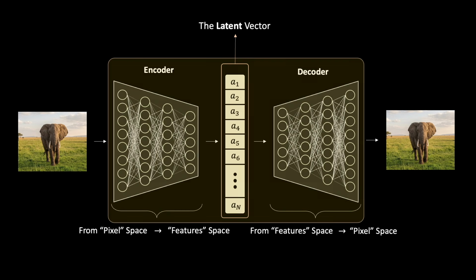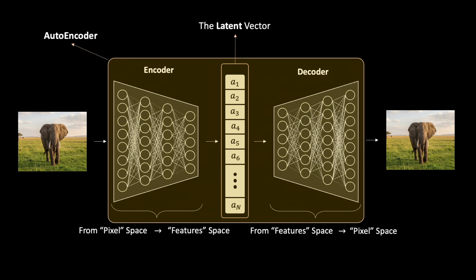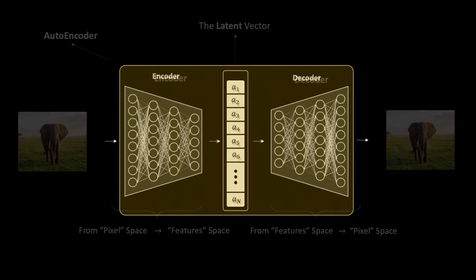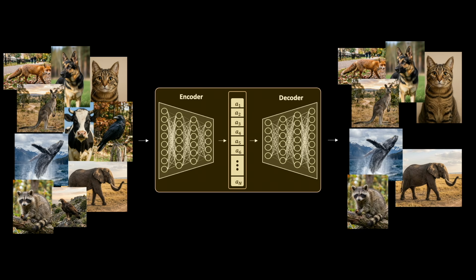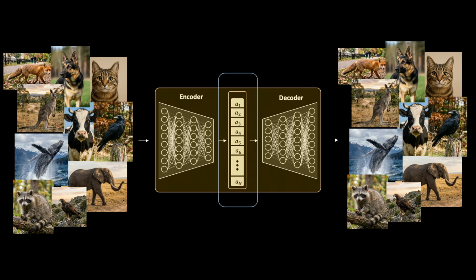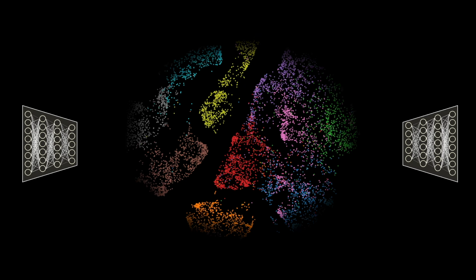This entire network is most commonly known as an autoencoder. So after training the autoencoder to reconstruct animal images, we now have a latent space representation. What do we actually see there? To build some intuition, we can visualize this space in a simplified way.